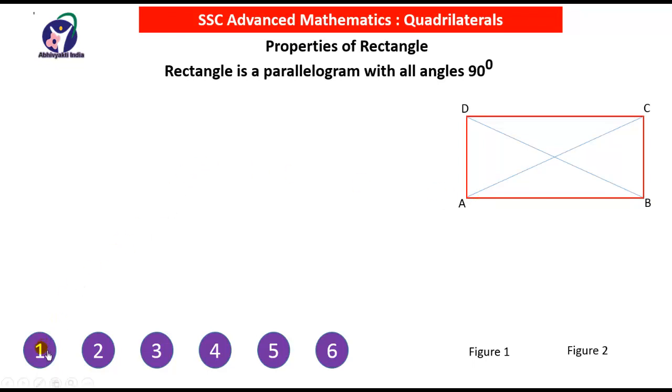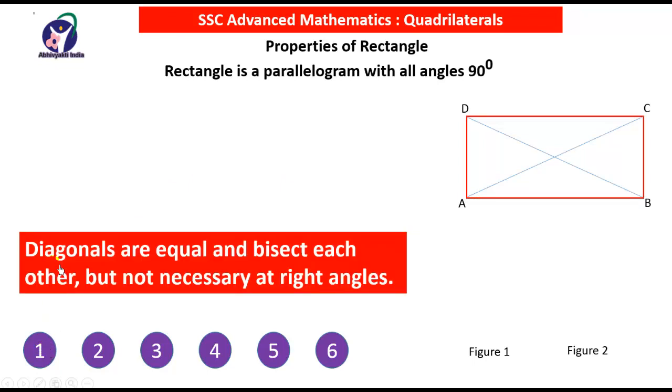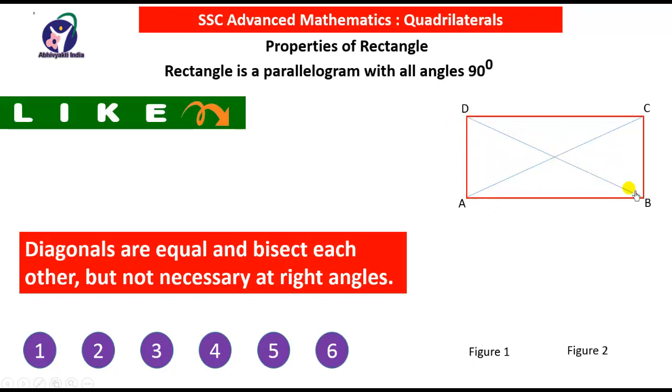So let us see the first property. The first property is that diagonals are equal and bisect each other. The diagonals AC and BD of a rectangle are equal and both bisect each other. It means this part and this part will be equal, and this part and this part will be equal, but not necessarily at right angles. It is not necessary that the diagonals are perpendicular; they may or may not be perpendicular.